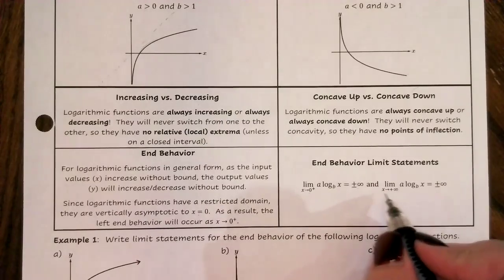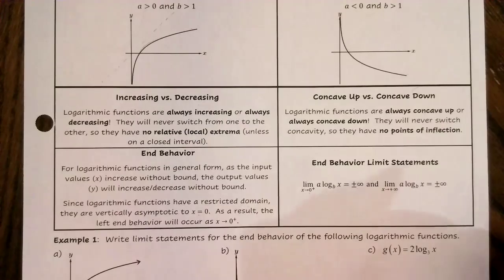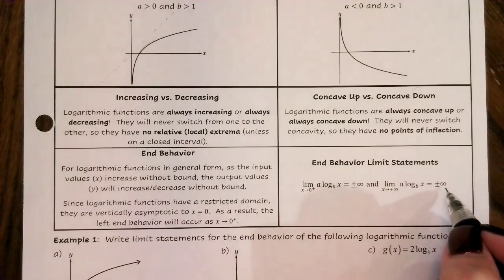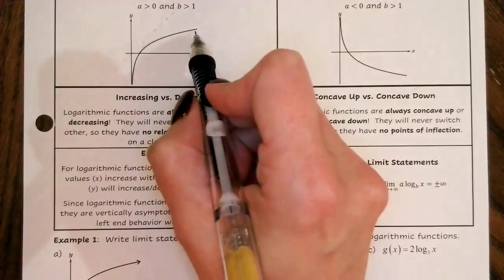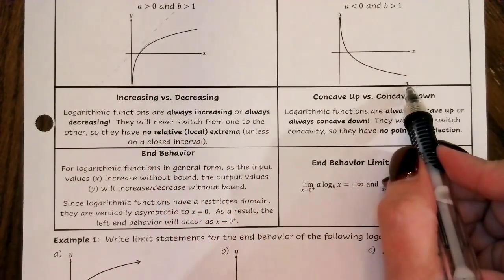Then for my right side, it's going to be moving to positive infinity here. And again, it will go either to positive infinity or negative infinity. Here it's going towards positive infinity. Here it's going towards negative infinity.